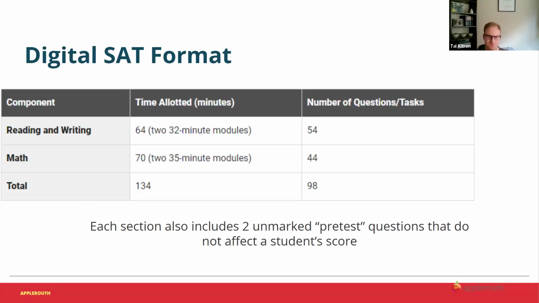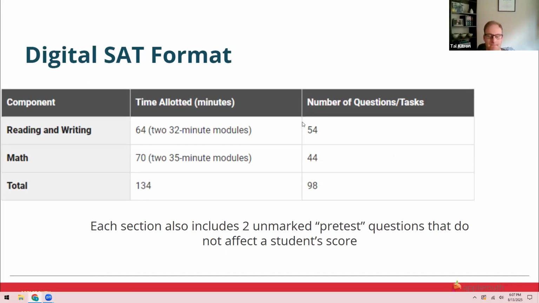So here's the format. And what we're seeing here is two 32-minute verbal modules. And those are 27 questions apiece. So it'd be nice actually if that was 35 minutes, because 32 minutes for 27 questions can give us a time crunch, especially on upper level verbal module 2. And then math is 35 minutes for 22 questions, mostly multiple choice, but 4 free response questions on each math section. It's a total of just over 2 hours and just under 100 questions.